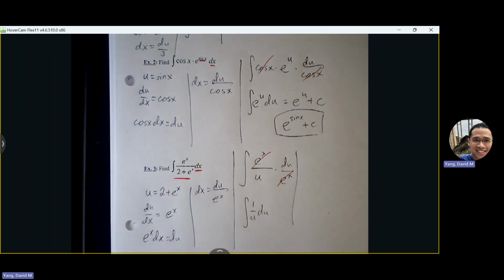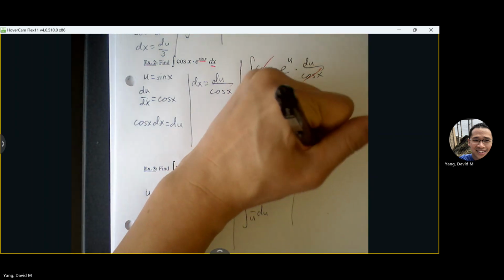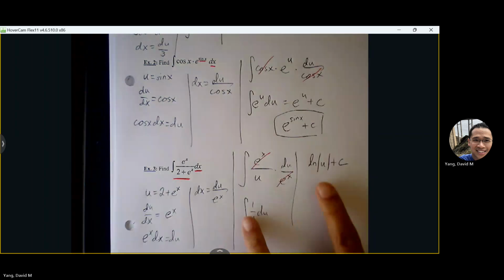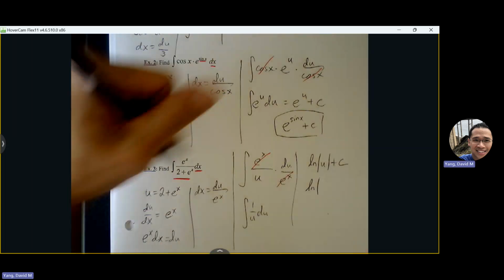Now, this goes back to the previous section. On the board there, I have rules that we eventually want to work towards memorizing for our quiz next week. So we know 1 over u du is natural log absolute value of u plus c, from yesterday. Then replace the u back in terms of x.